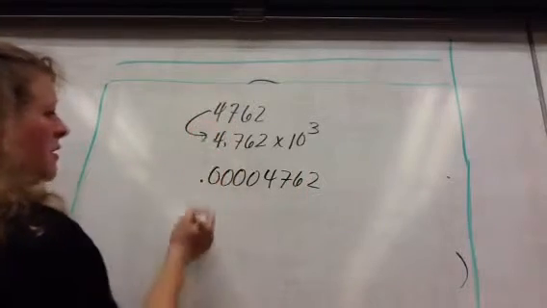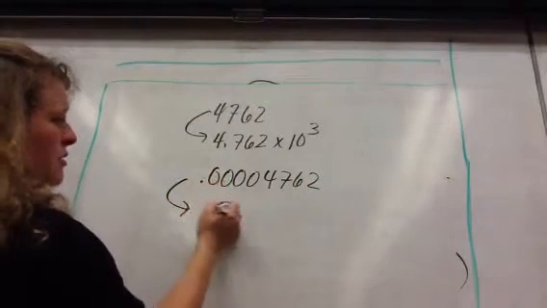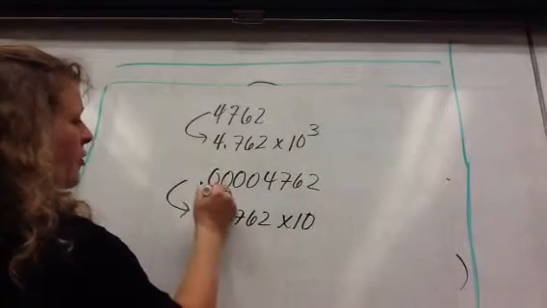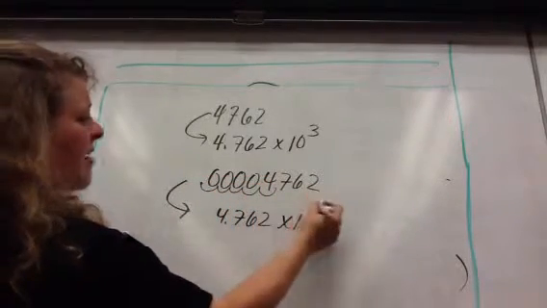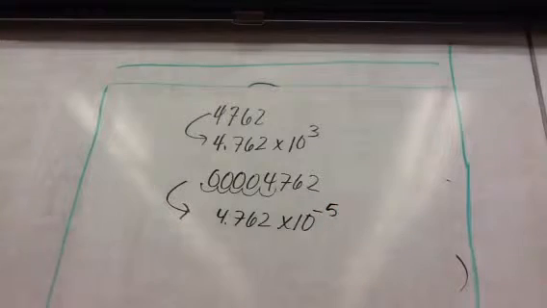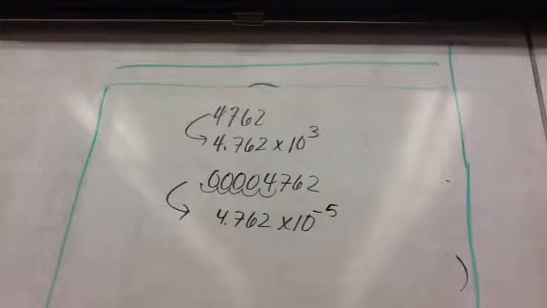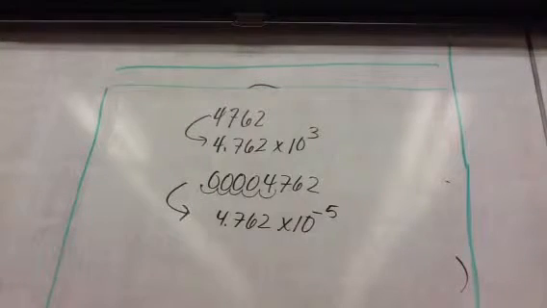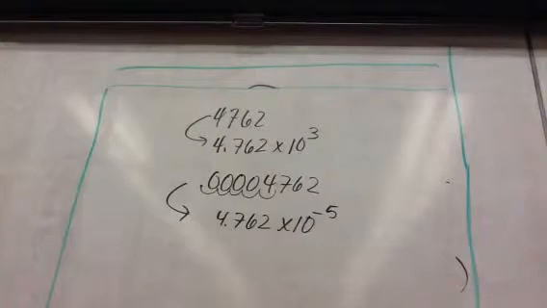0.00004762 is equal to 4.762 times 10 to the 1, 2, 3, 4, 5, negative fifth. So when we're making a very tiny number manageable, we have a negative exponent. I find that most students are okay with that.